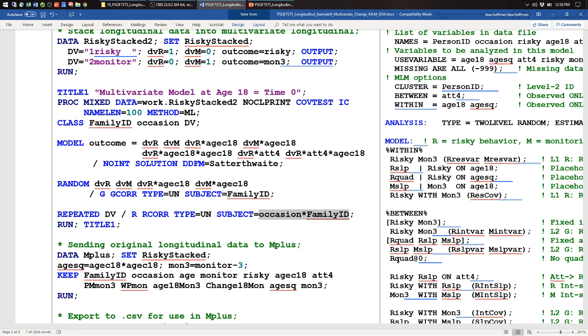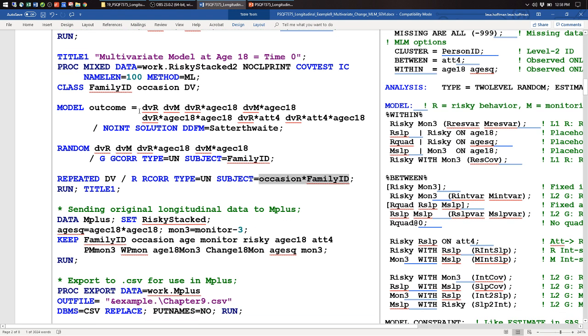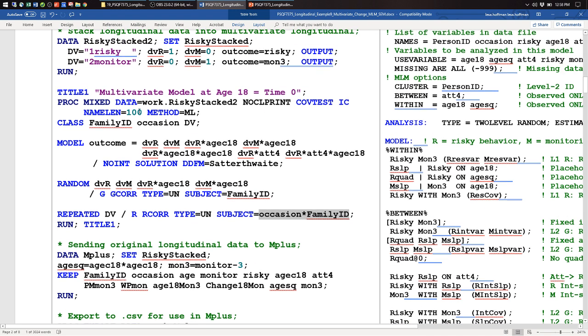What used to be time on the repeated line is now DV, because what this R matrix is pertaining to is the level 1 residual for each DV. I'm switching the type to be UN here also, because I want each outcome to have its own level 1 residual variance, and I want the residuals at the same occasion to be covaried across outcomes. Okay, questions?